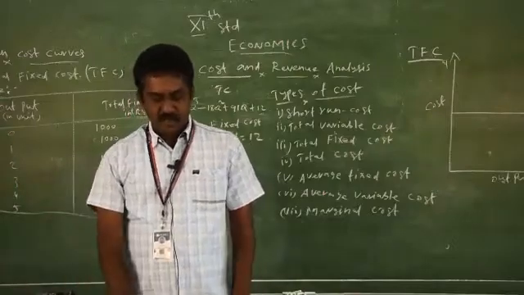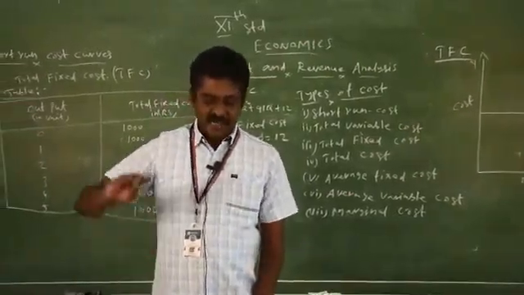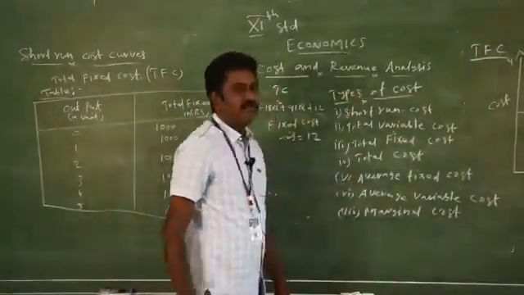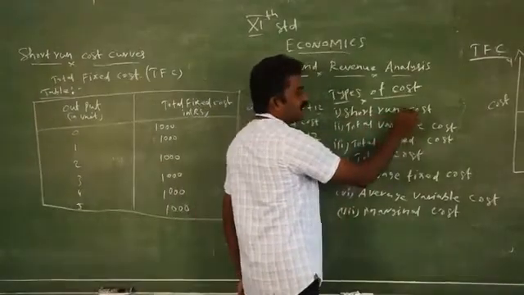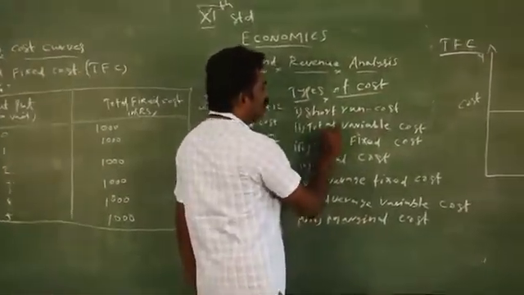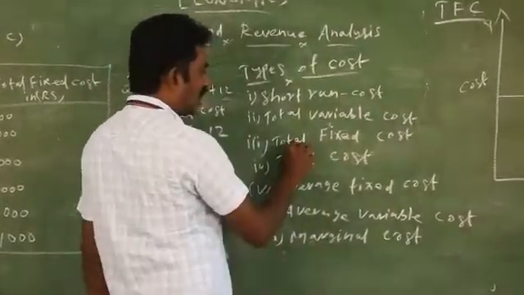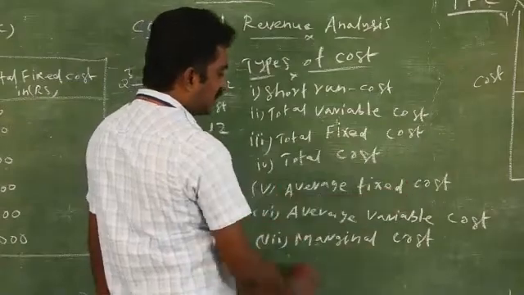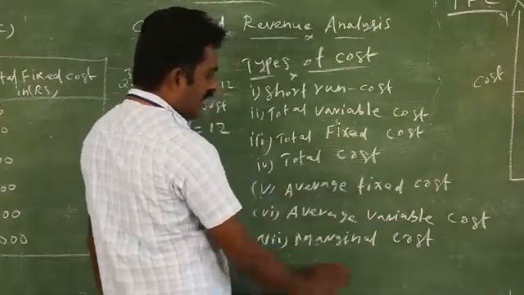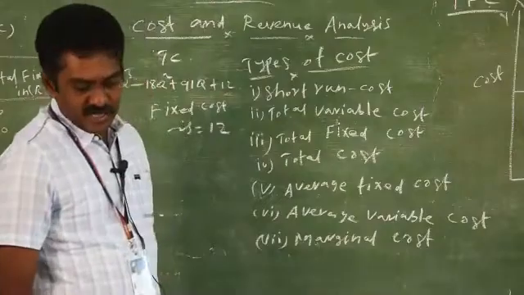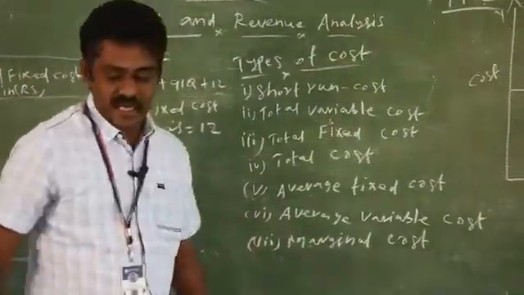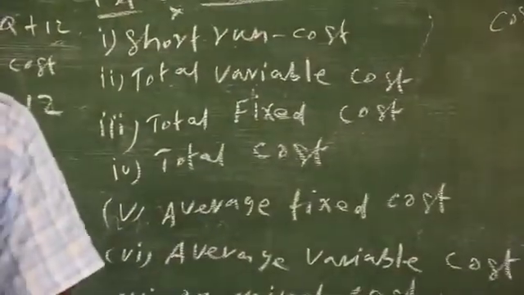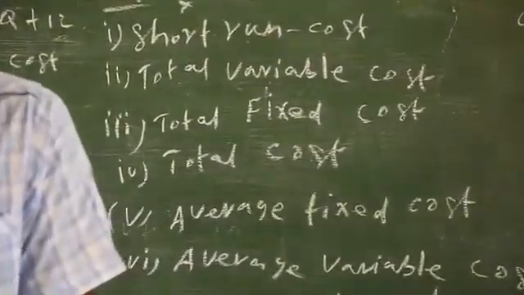Now in this class we are going to study the types of cost, which are mentioned here on the blackboard. So, short run cost: total variable cost, total fixed cost, then total cost, average fixed cost, average variable cost, and marginal cost, and long run cost. So many costs are there, and we are going to see them one by one. In this class we are going to see the short run cost curve.